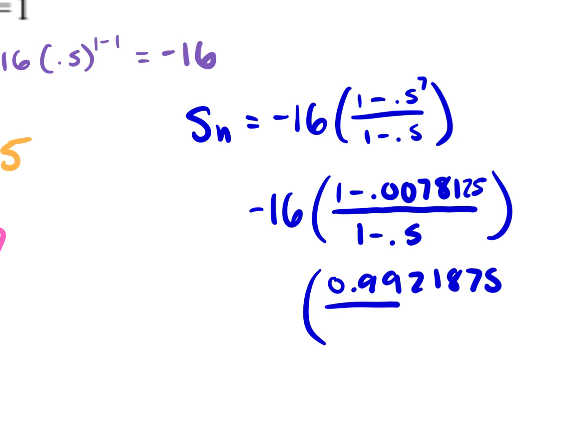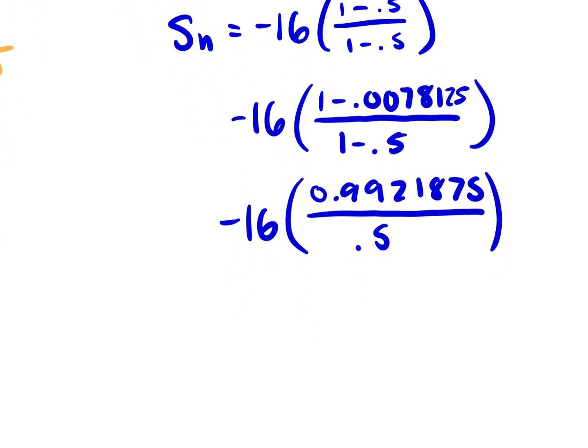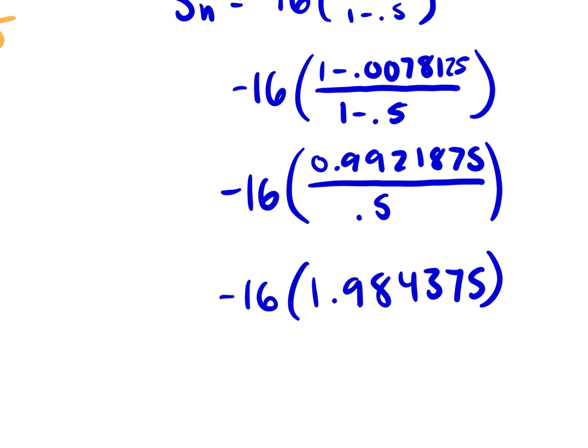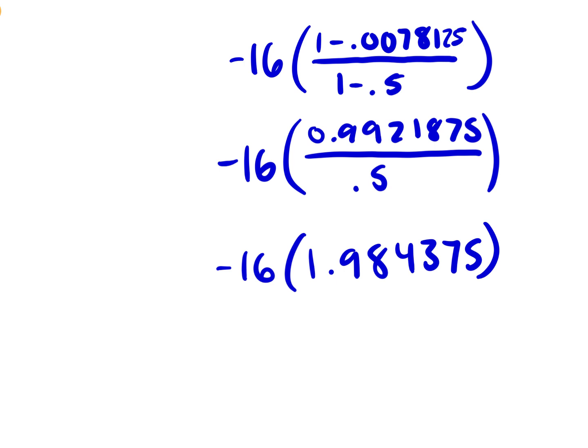So we get 0.9921875 divided by, what's 1 minus 0.5? 1 minus a half is just 0.5. So we're going to take this number, divide it by 0.5. We get 1.98435. And then what's the last step? Multiply by negative 16. So we get negative 31.75.